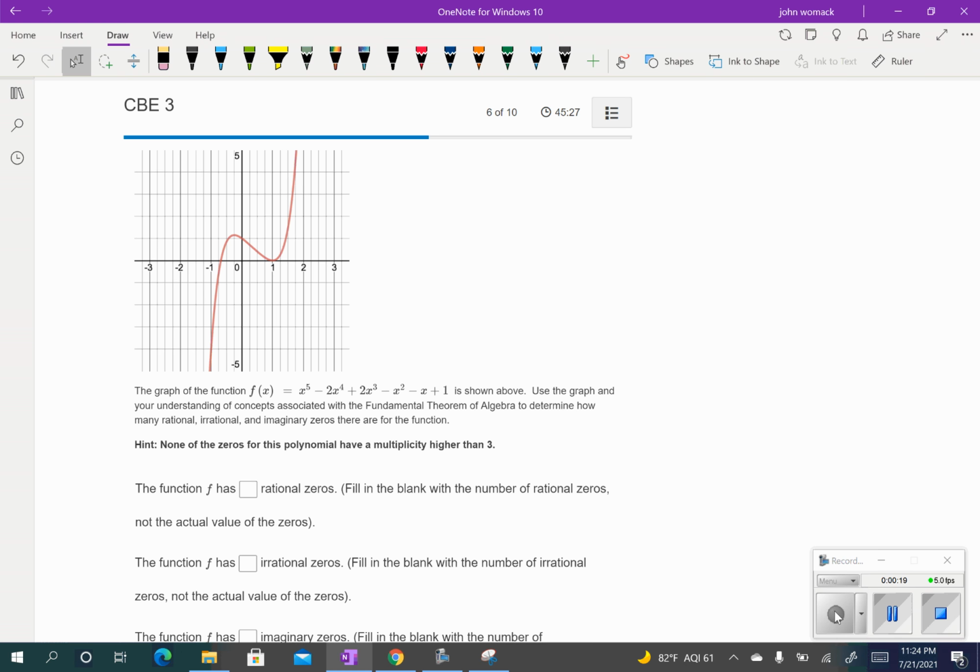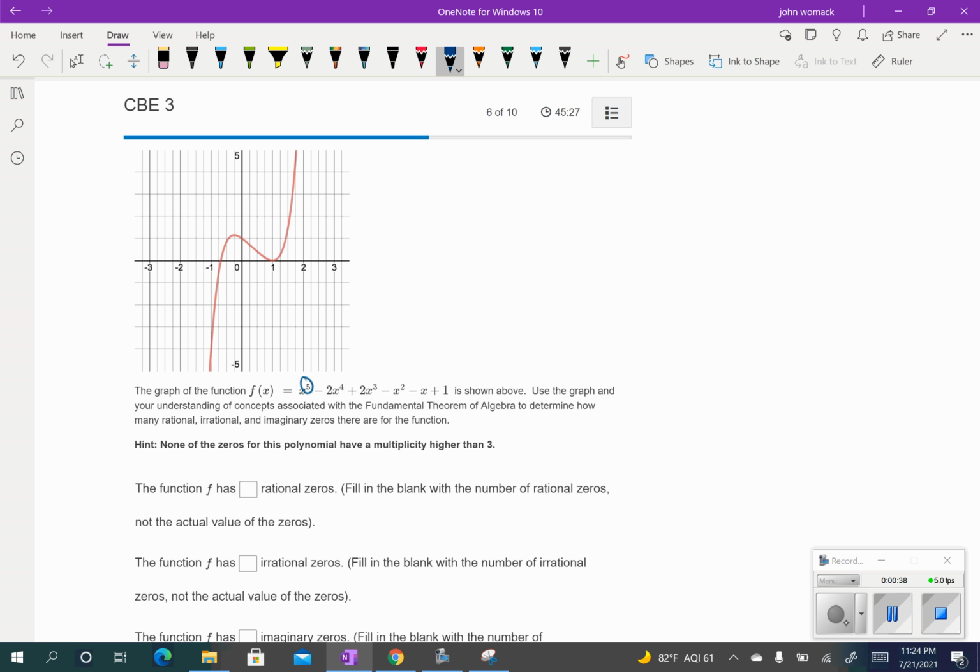First of all, if this is x to the fifth power, that means it has to have 5 zeros. Now, it could have repeated zeros, with multiplicity 2 or higher. It could also have imaginary zeros, which you can't see on the graph, but it's going to have 5 zeros. So the first thing, it says f has blank rationals.